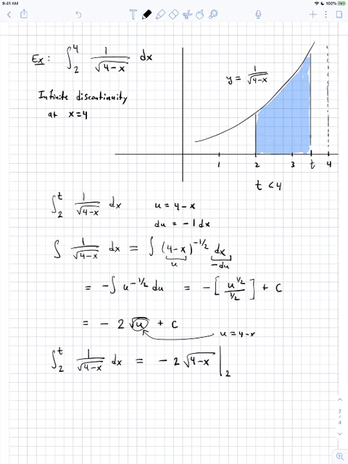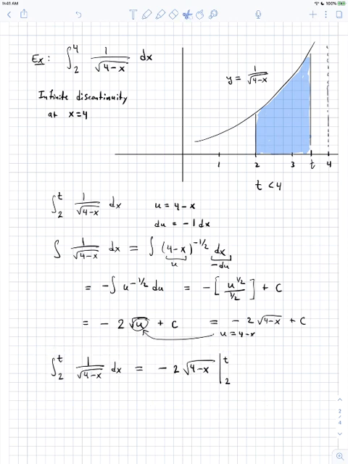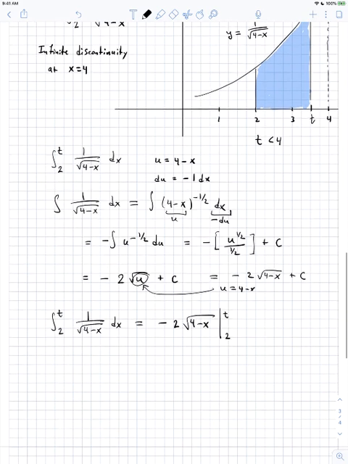So this is going to be from 2 to t of minus 2 square root of 4 minus x. If we evaluate this, we're going to have minus 2 times the square root of 4 minus t, minus minus 2 times the square root of 4 minus 2. So that's minus 2 times the square root of 4 minus t plus 2 square roots of 2.